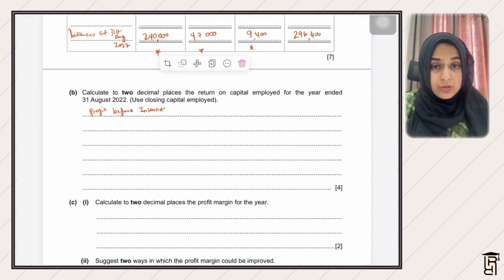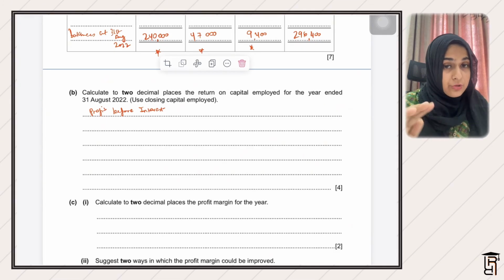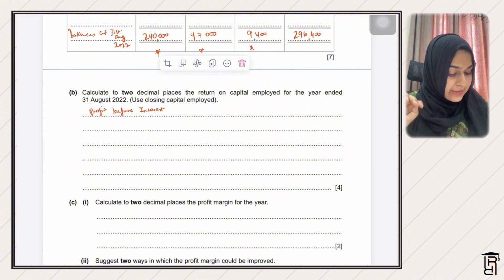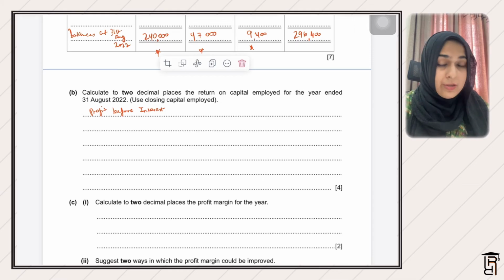So as students of accounting, you must know that you need to write the formula and then write the values, so the examiner knows that you know the formula. Then in the next part they're saying calculate to 2 decimal places the profit margin for the year. So profit margin, again, it's also a formula.